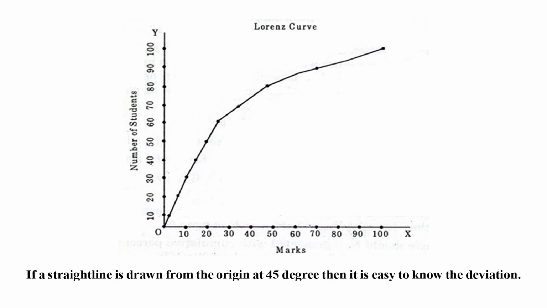Here x-axis represents marks and y-axis represents number of students. Cumulative percentage values of marks and number of students should be taken for plotting points. All points should be joined to get the Lorenz curve. If a straight line is drawn from the origin at 45 degrees, it's easy to know the deviation of data from the central value, that is mean.